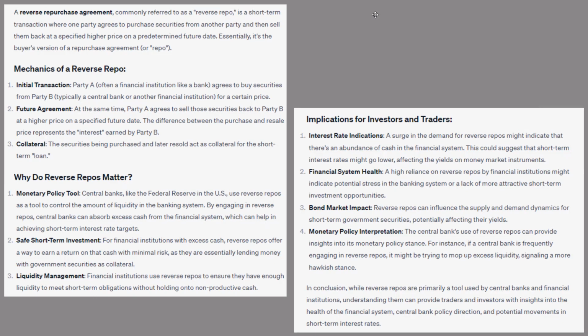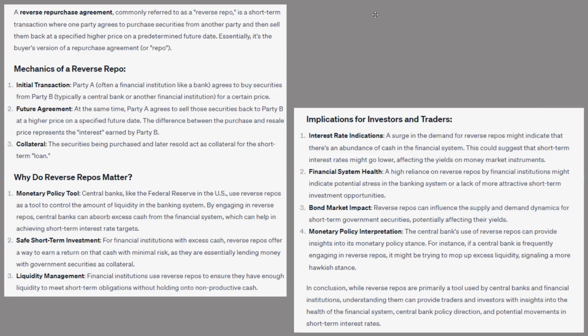So the securities being purchased and later resold act as collateral for the short-term loan. Now, why do reverse repos matter? Central banks like the Fed use reverse repos as a tool to control the amount of liquidity in the banking system. By engaging in reverse repos, central banks can absorb excess cash from the financial system, which can help in achieving short-term interest rate targets.